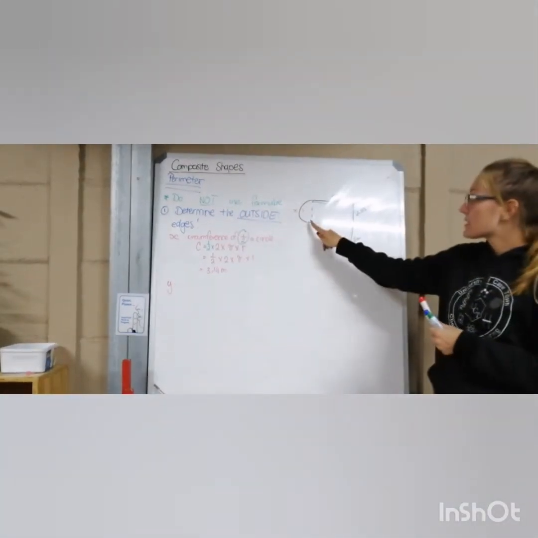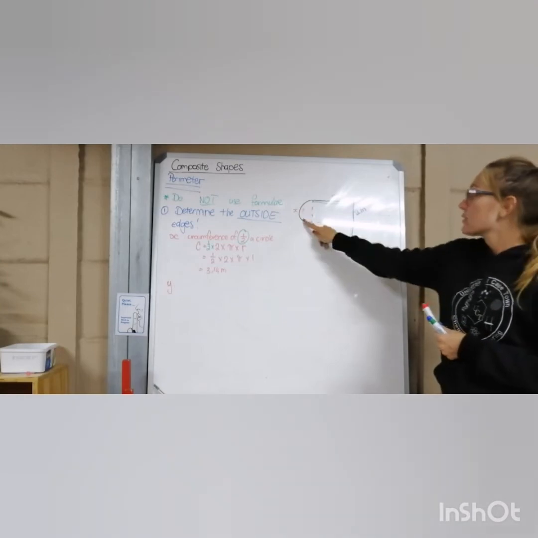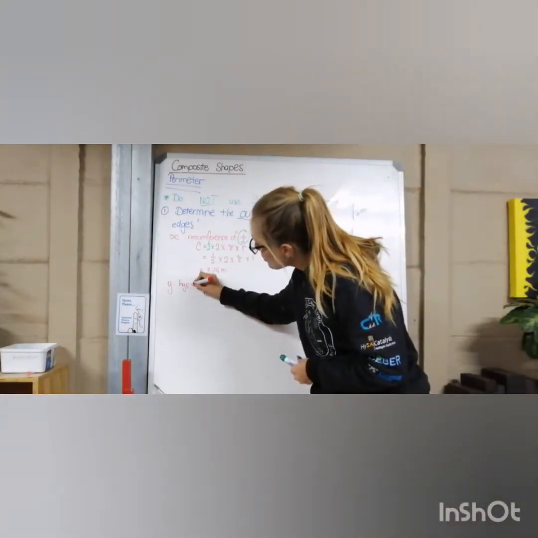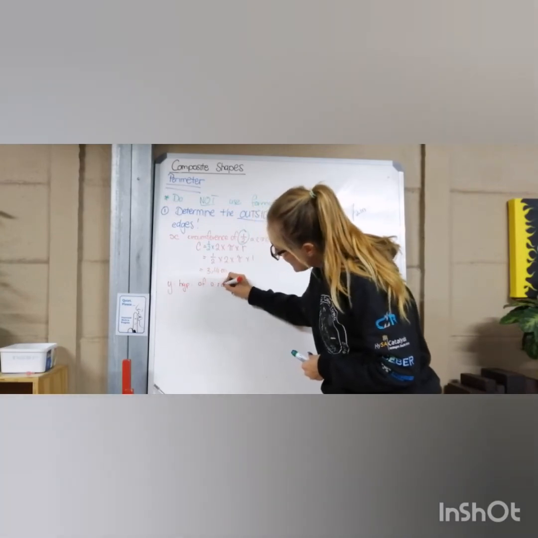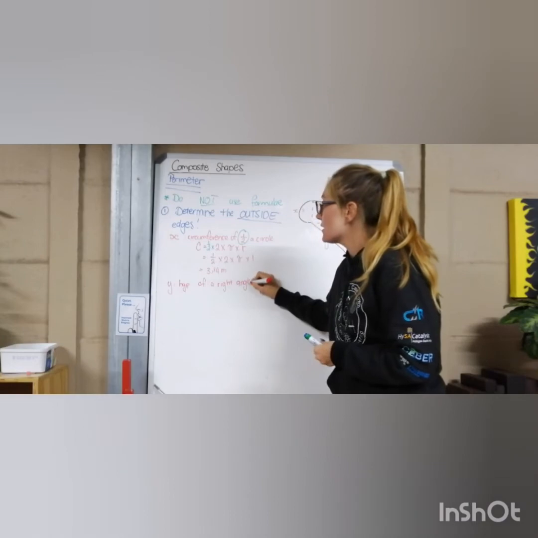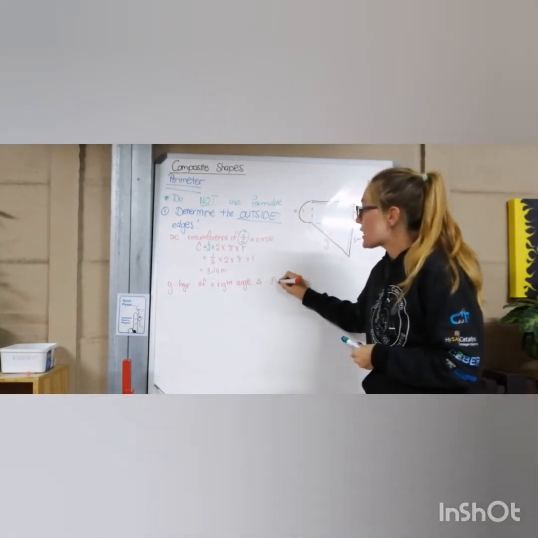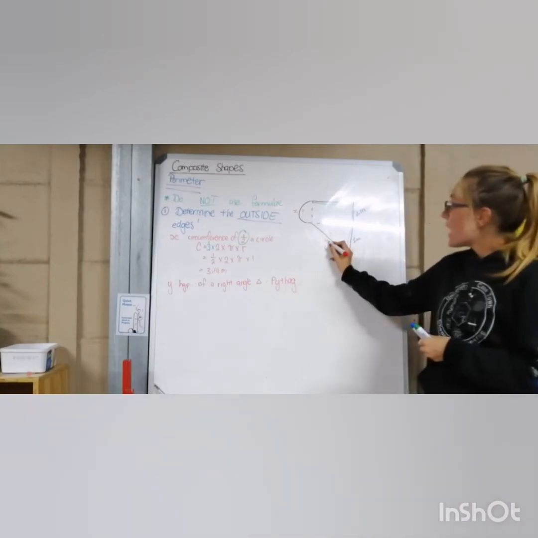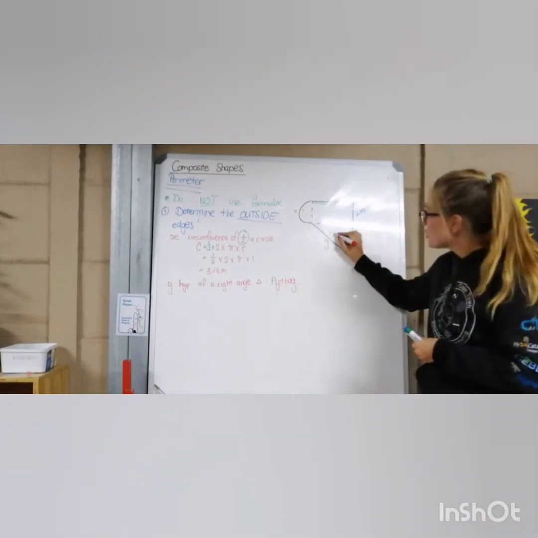Okay, so for y, let's look. How can we figure that out? Well, it's the hypotenuse of a right angle triangle, okay? So y, we can say this is the hypotenuse of a right angle triangle. And we know how to determine the hypotenuse of a right angle triangle. We'll use Pythagoras. Okay, so let's go for it. We've got y as our hypotenuse.